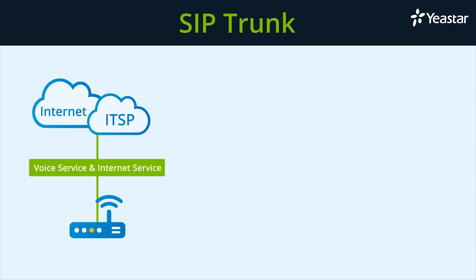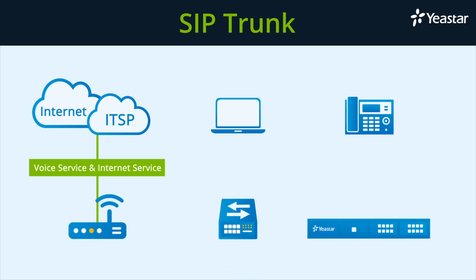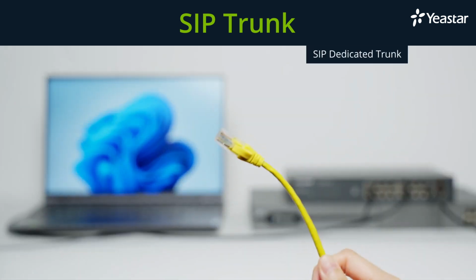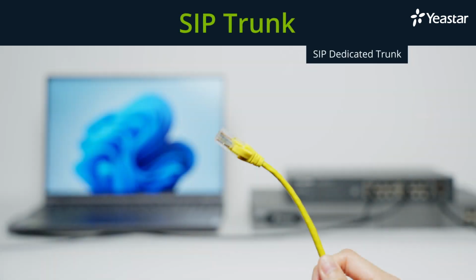If the internet service also goes through the same Ethernet cable, connect the cable to the router directly. Since we have connected the PBX to the switch, the PBX will obtain both the voice service and internet service through this cable. At the same time, other devices connected to the router will be able to access the internet through the cable. Well, how about a SIP dedicated trunk? Now we're supposed to configure the PBX WAN port and connect the cable with voice service to it.